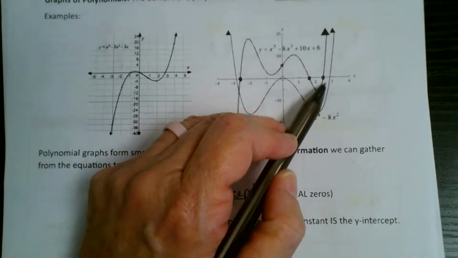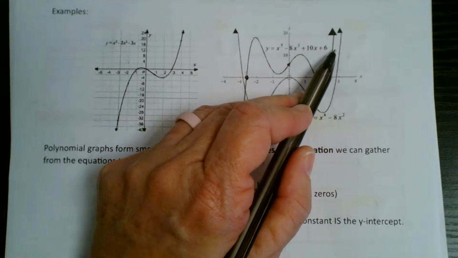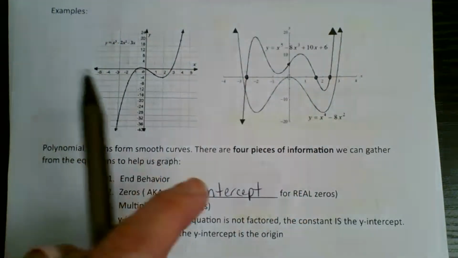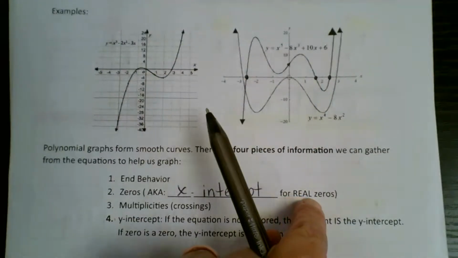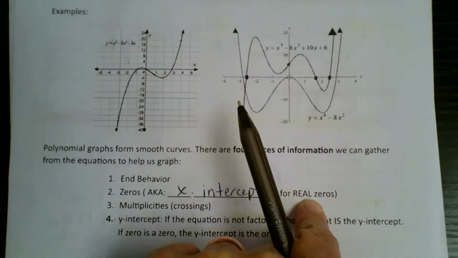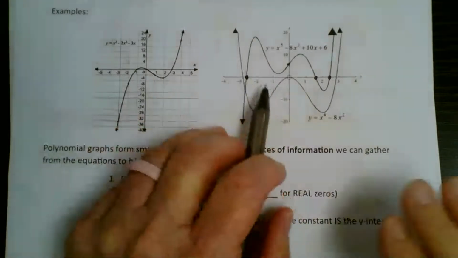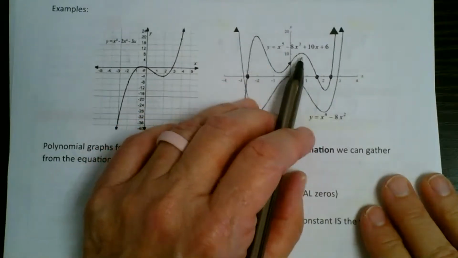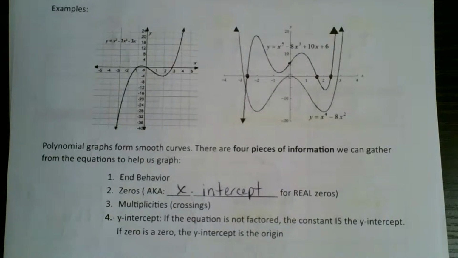Multiplicity of 1. What about this one? Multiplicity of 1. So where are my other 2 zeros? If they're not real, they must be imaginary. Imaginary zeros will cause you to have a turnaround without hitting the x-axis.